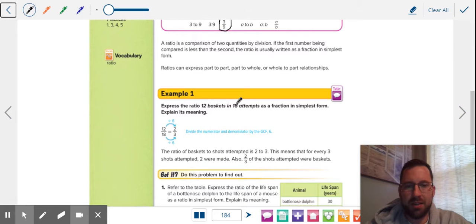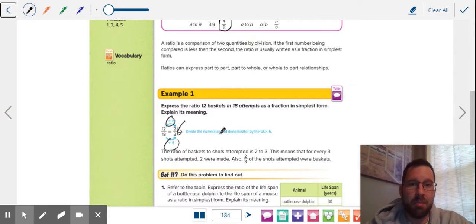We have 12 baskets in 18 attempts. Baskets is a common way we refer to making a shot in basketball. Basket's short for basketball. So anytime we have a ratio, we like to reduce it. 12 over 18, right? You look for the greatest common factor. They both have a 6. If I divide a 6 out, it is 2/3.